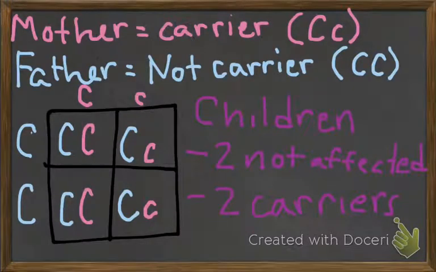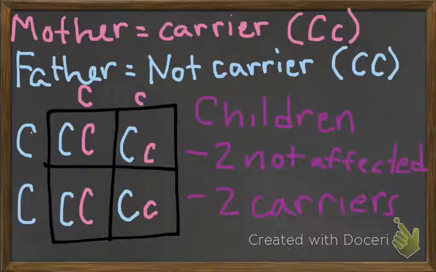Not having cystic fibrosis is shown by the genotype with two capital C's. Having cystic fibrosis is shown by the genotype with two lowercase c's. Being a carrier of cystic fibrosis is shown by the genotype with a capital C and a lowercase c.